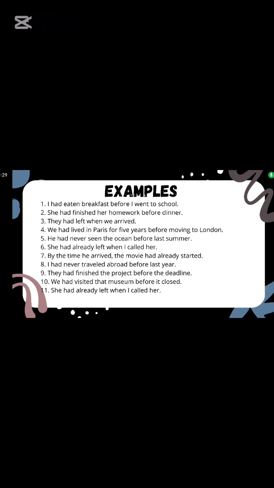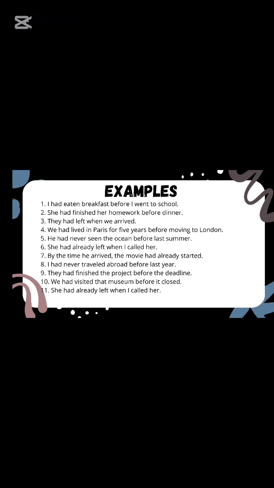The other examples are 11 examples. First, I had eaten breakfast before I went to school. She had finished her homework before dinner. They had left when we arrived. We had lived in Paris for 5 years before moving to London. He had never seen the ocean before last summer, or she had already left when I called her.